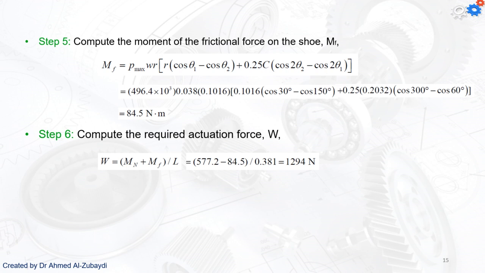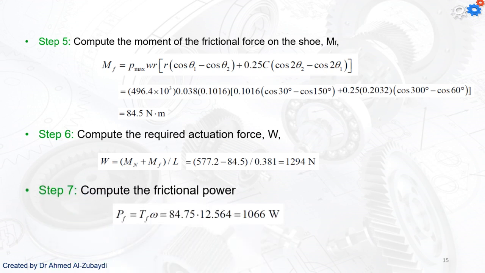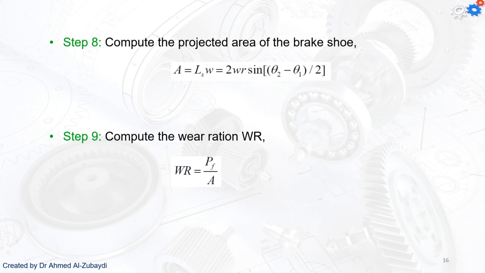We need to calculate the wear ratio. To calculate the wear ratio, first find the frictional power. This is the torque multiplied by the omega, so it's 1066 watt. Now I just need to find the area and divide the power by the area. The area, as we mentioned earlier, is 2 multiplied by the width, multiplied by the radius, multiplied by the sine of the theta 1 minus theta 2 divided by 2. This will give me that the area is equal to 6,710 millimeters squared.